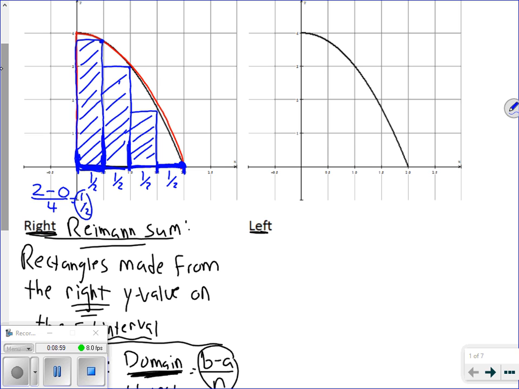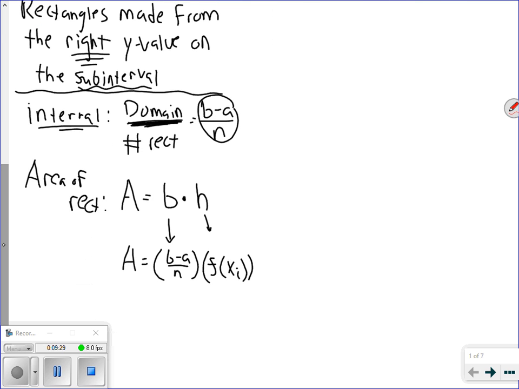Now the question I always like to ask is, is this going to be an under approximation or an over approximation? Well, I think it's pretty clear to see that it's going to be an under approximation, because look at all these gaps of the areas that we're missing by doing a right Riemann sum. Okay. So that's probably worth noting. If we have a decreasing function, a right Riemann sum is going to be an under approximation. But let's figure out this area's approximation by doing this. Let's see what we got.